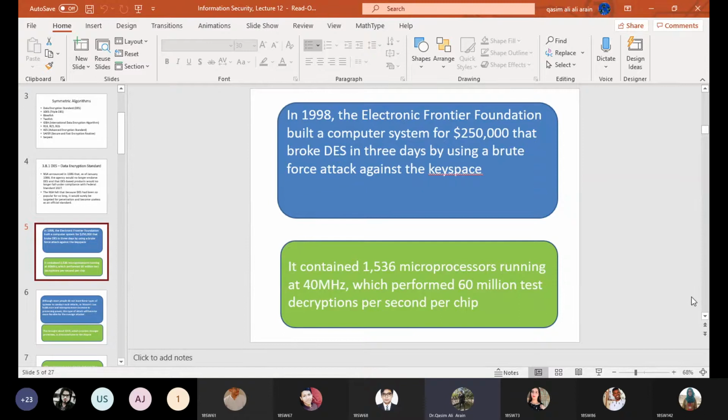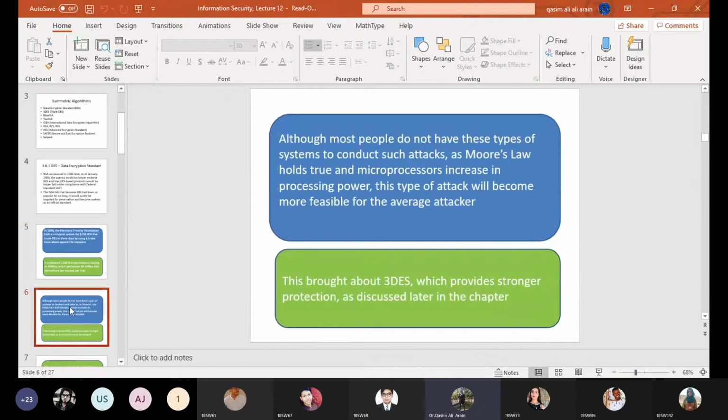So this is the speed of the computer which was processing the algorithm. A brute force attack was launched over that particular algorithm, and it was compromised within 3 days, right? But for that, they designed a special computer with a high number of processors and a high storage requirement, right?